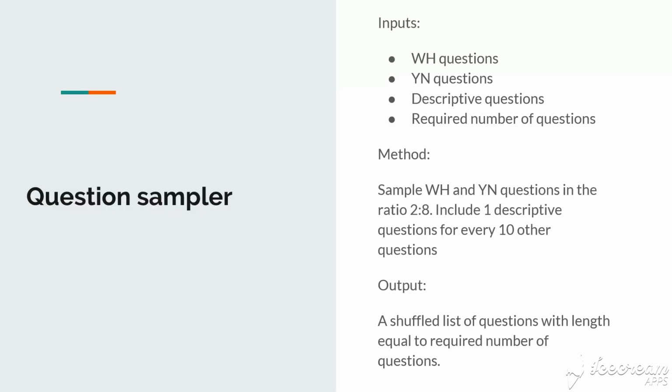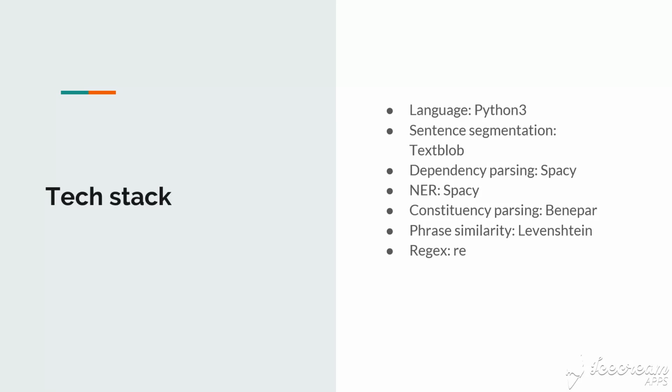And this is an overview of our question sampler. What we do is that we follow a proportion of 2 to 8 to 1 for all these three question categories, and then we do random shuffling for all these three question types. And this is a brief review of the tech stack that we use, and some of these technologies are also adopted in our answer generation part.